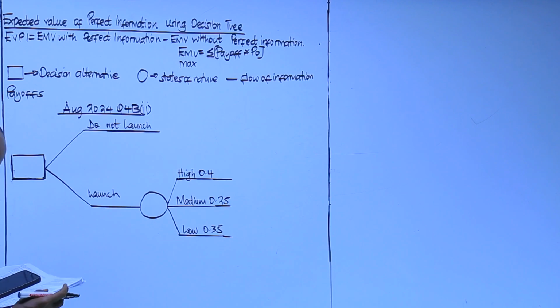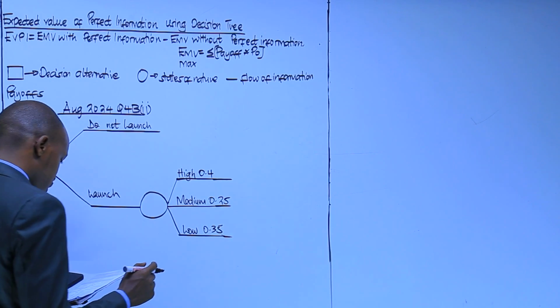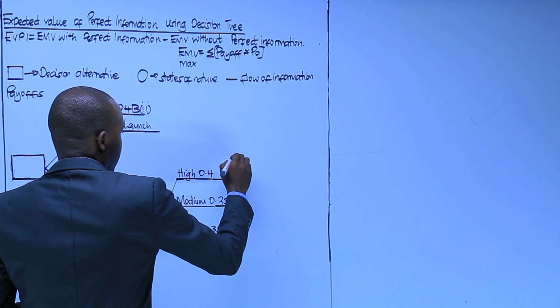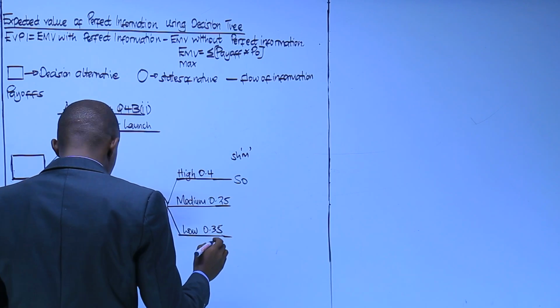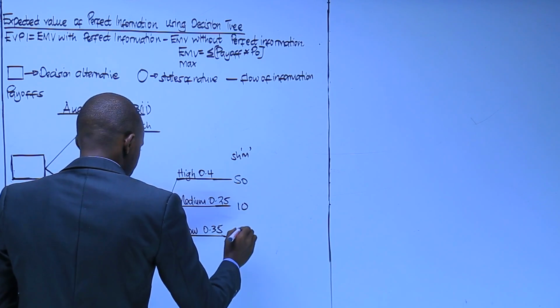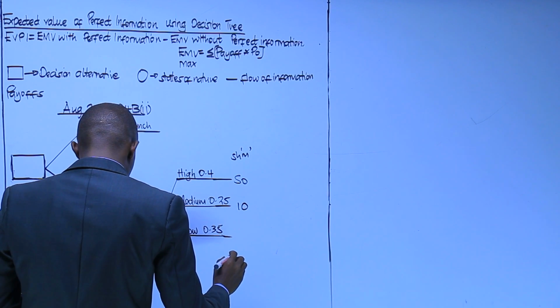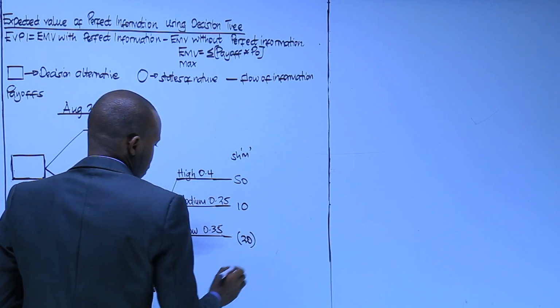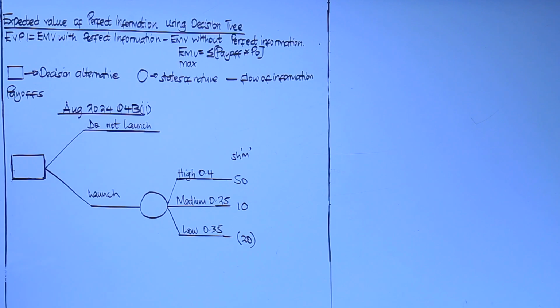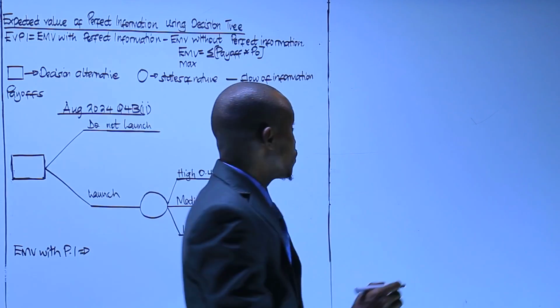Then we need to determine our payoffs, and the payoffs of each, under the condition that was 50 million. So I'll have my values in millions of shillings. That was 10 million. And lastly, this is a loss of 20 million. Okay. Having presented that, let's now determine our expected monetary value with perfect information.